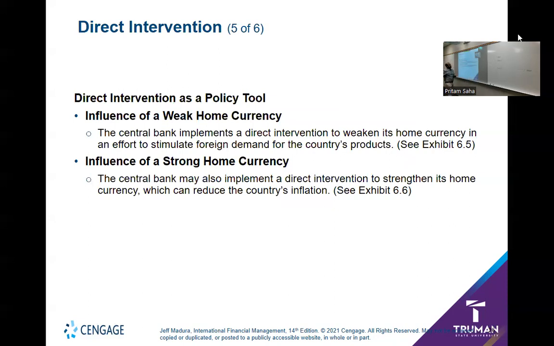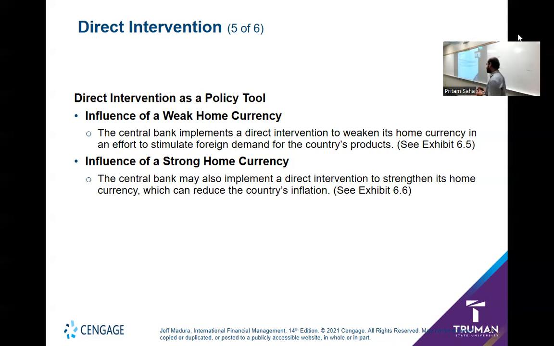What are the reasons for intervention? Make the home currency weak, right? Make the home currency weak so that they can influence more exports. At the same time, if there is more export, we know there may be more money supply or a subsequent impact, right? Same thing, sometimes they can influence the home currency to be strong, to fight inflation.